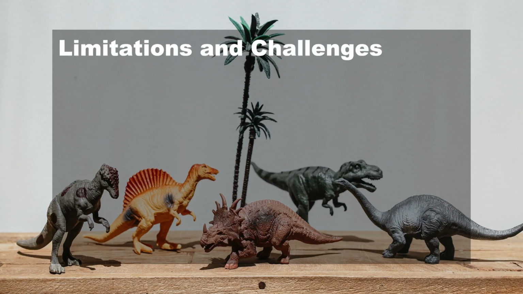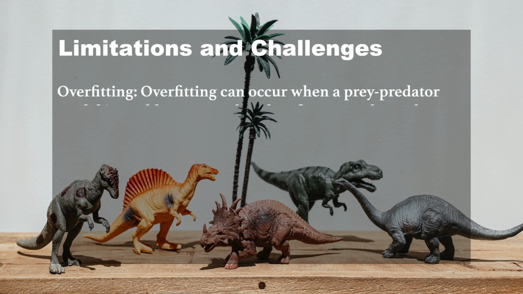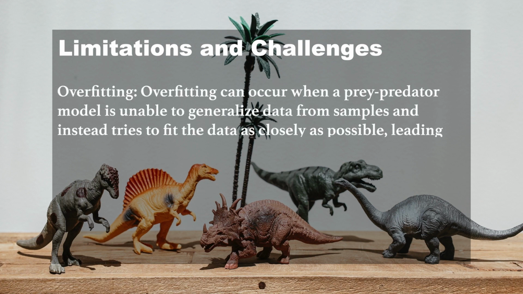The second problem is related to overfitting. Prey-predator models can offer predictions that are overly specific and potentially inaccurate when applied to real world data sets. Overfitting can occur when a prey-predator model is unable to generalize data from samples and instead tries to fit the data as closely as possible, leading to inaccurate results.